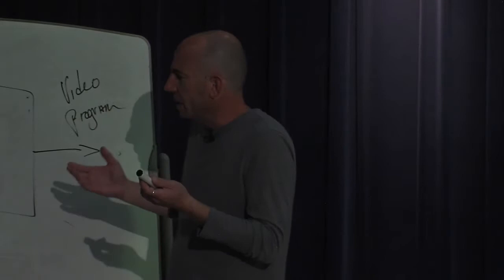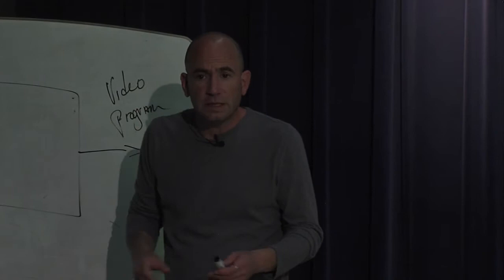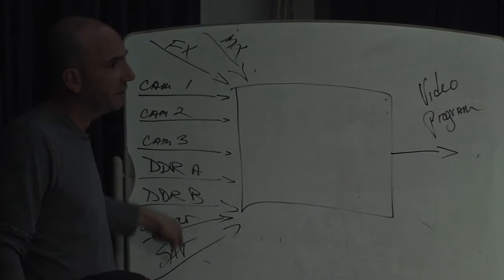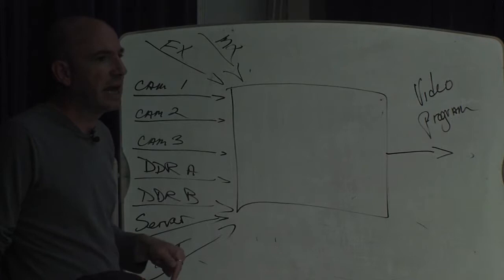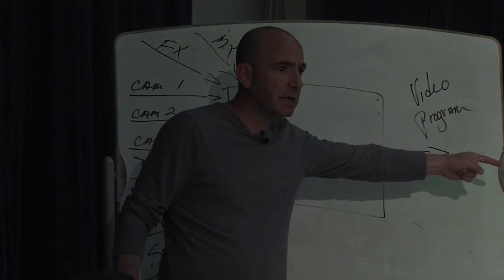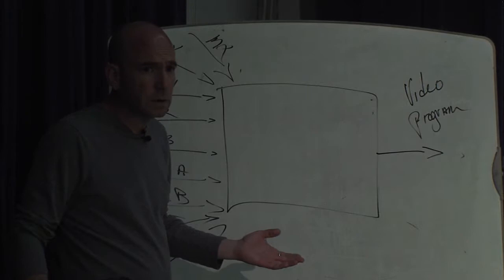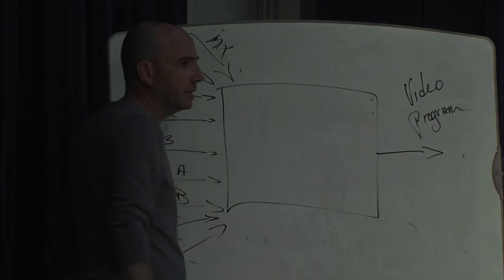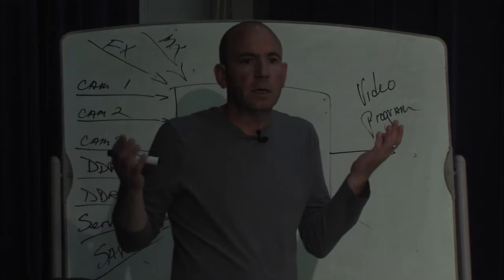Well, okay, so what does the video switcher itself do? Well, it's a video selection device. And nine times out of ten, you are simply selecting one of these inputs and allowing it to pass through to video program. So that's what the box does. You find the button labeled camera one, click, and it goes out on program. So it's a very basic machine at its most basic level.